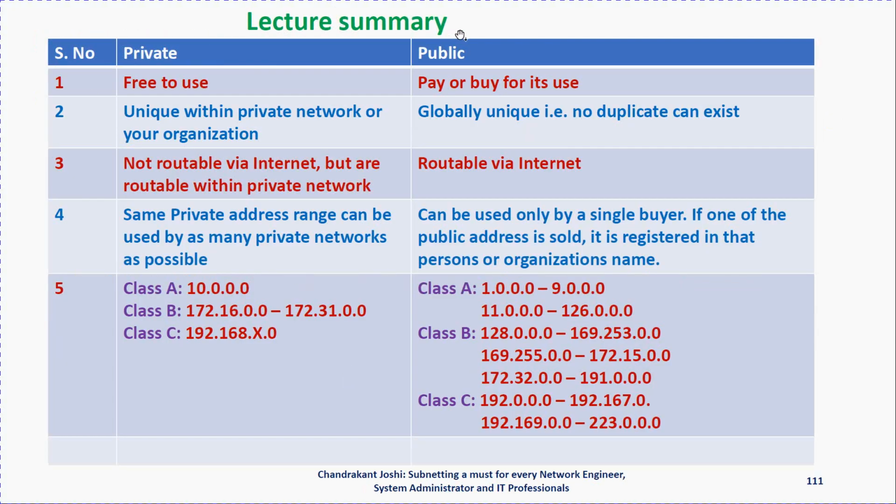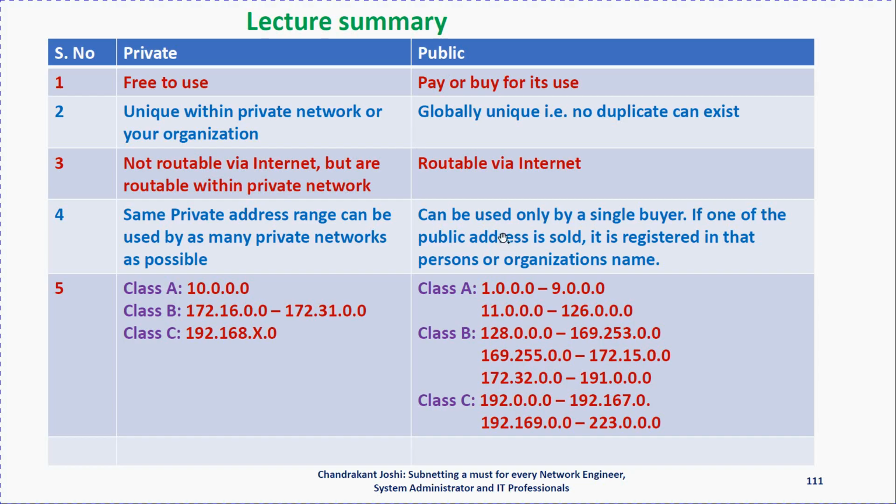Now let us have a lecture summary. So private versus public. Public we have to pay, private are free. Public are globally unique, no duplicates exist. Private are unique only within your private network or your organization. Public are routable via the internet. Private are routable only within your private network. They are not routable via the internet.